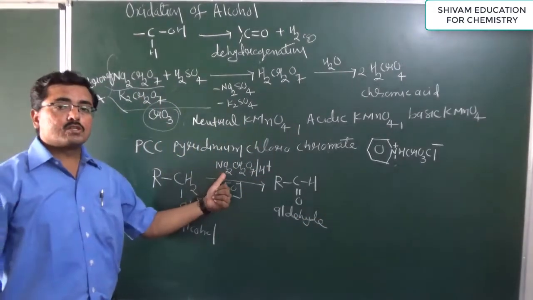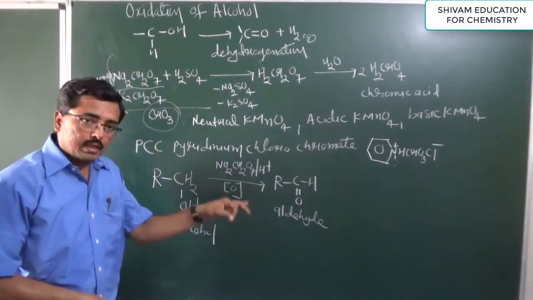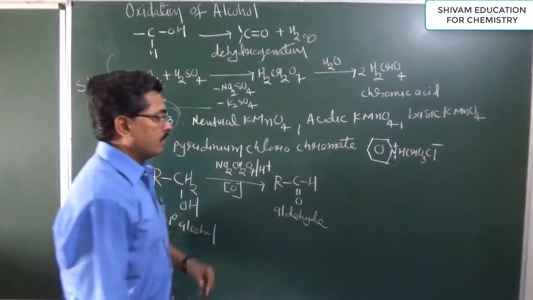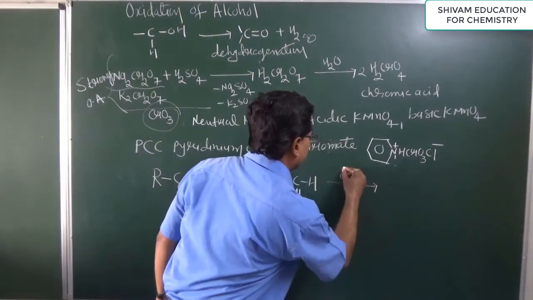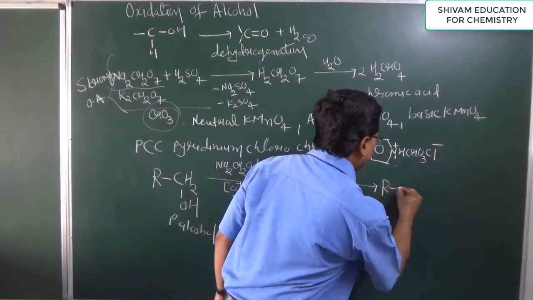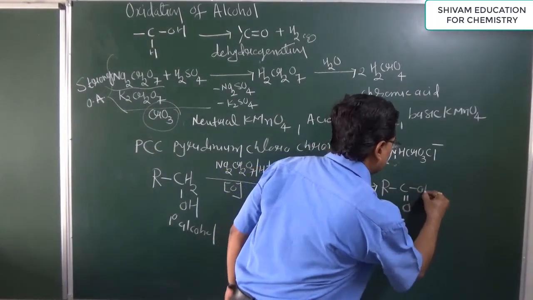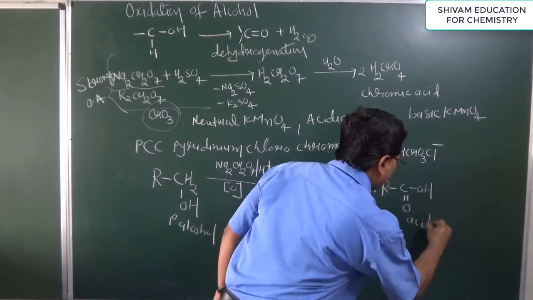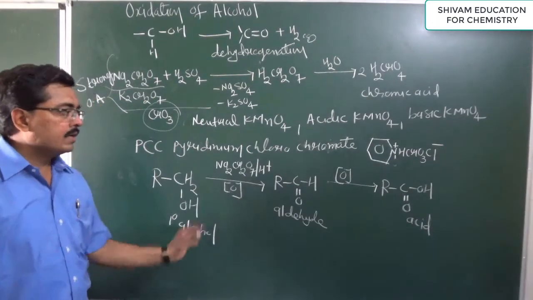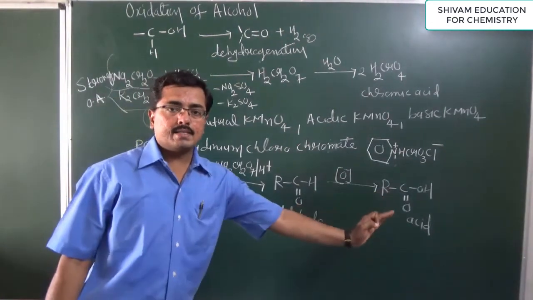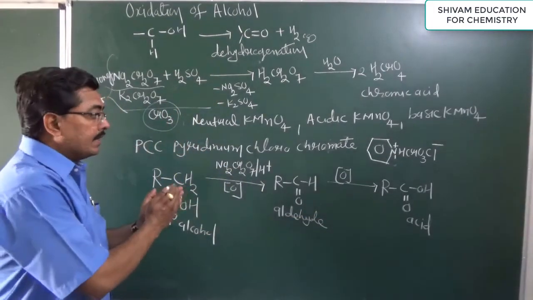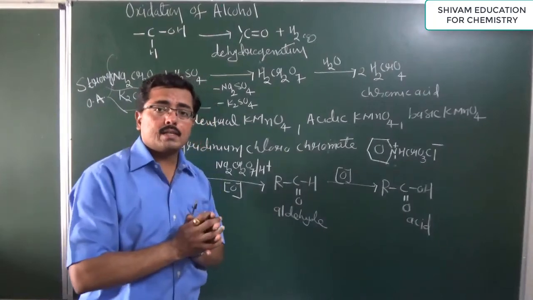But here we have used a strong oxidizing agent, so the product obtained undergoes further oxidation. The hydrogen will be converted into a hydroxyl group, and as a result we will get a carboxylic acid. The important thing to keep in mind is that oxidation of primary alcohol gives carboxylic acid as the final product. Initially we get an aldehyde, but the aldehyde immediately converts into a carboxylic acid.